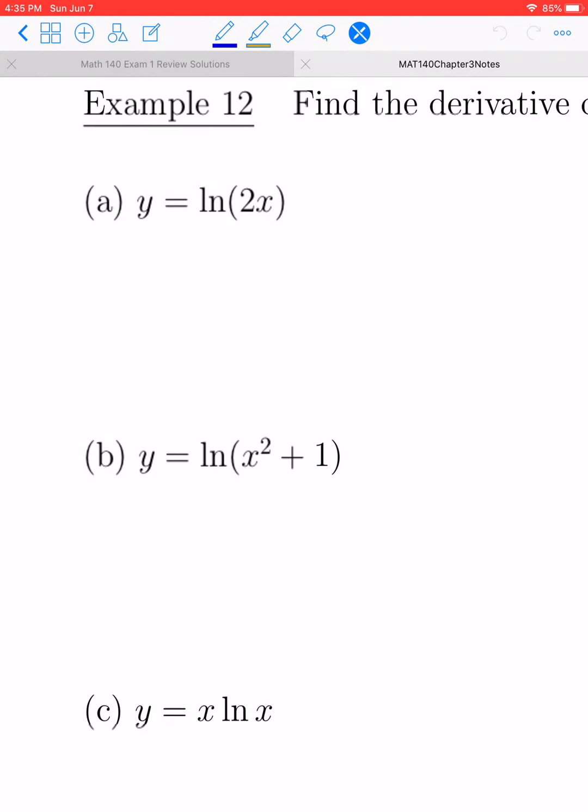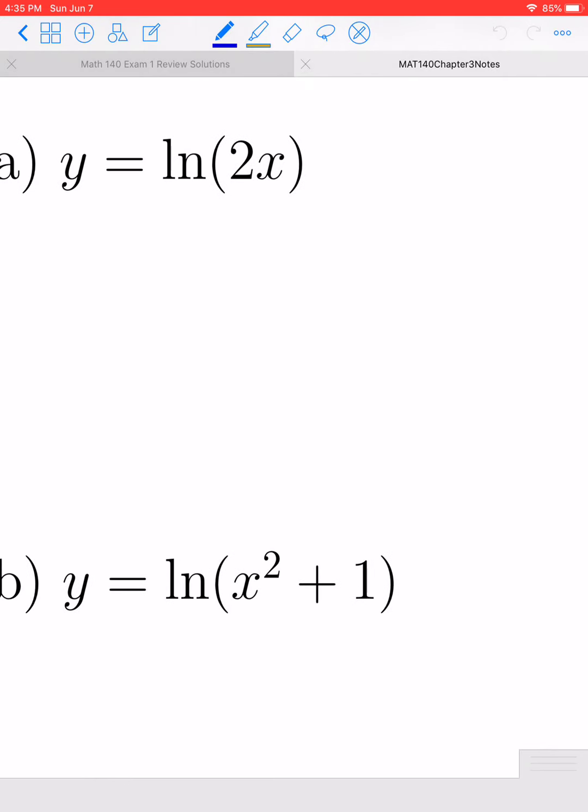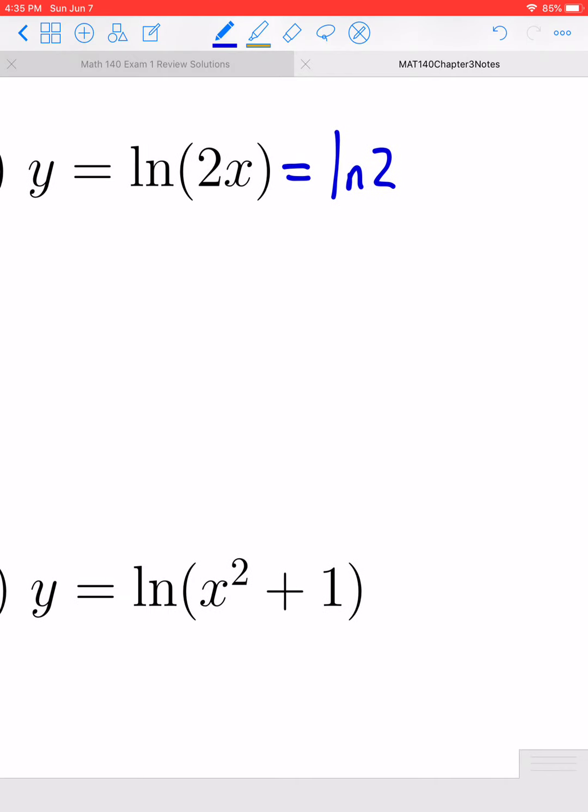Let's take a look at example 2. Here we want y equals the ln of 2x. This problem can be done one of two ways. Let's actually do it both ways. The first way I'm going to do it is by rewriting it using properties of logs. Because we have a product on the inside, we can rewrite this as the ln of 2 plus the ln of x. And now let's go ahead and apply our derivative rules.